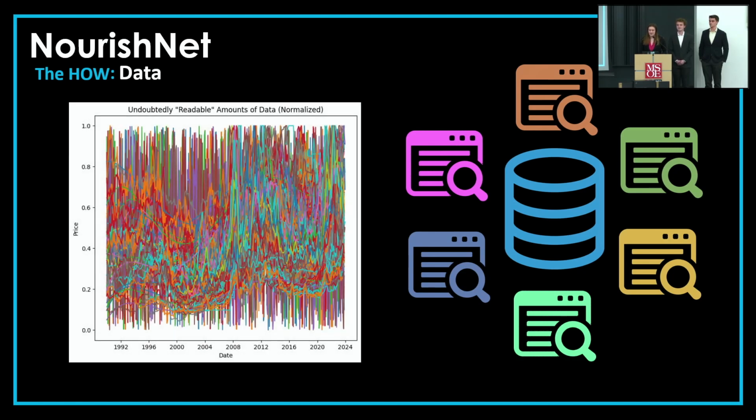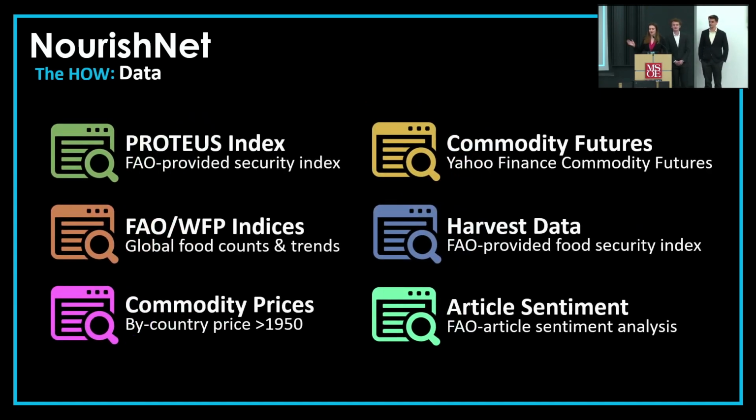By putting these data sources together, we get a graph that looks like this, which is absolutely horrible to try and interpret. But with some further analysis, we were able to narrow down these sources to these final data sources. A majority of these sources come from the FAO, with the Proteus Index being the main indicator for food security by nation. Beyond this, we also get a good look at food price by pulling the FAO and World Food Program indices and commodity price data. Commodity futures help us determine the confidence of the market, and data on harvest states the yield for that season for given food commodities. And finally, article sentiment on both food security and agriculture reports allows us to encode market outlook into our time series data pipeline.